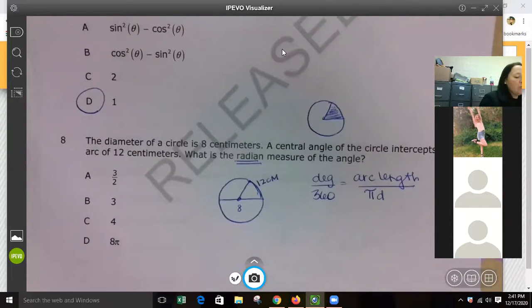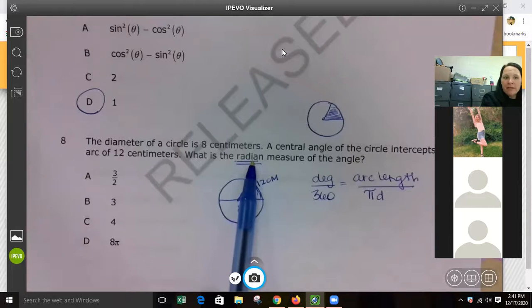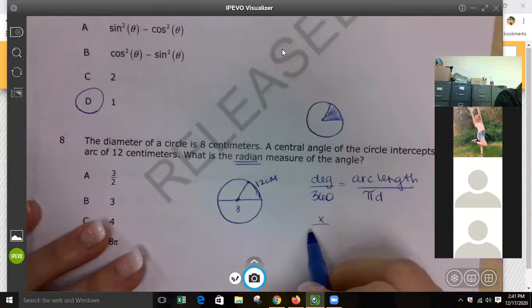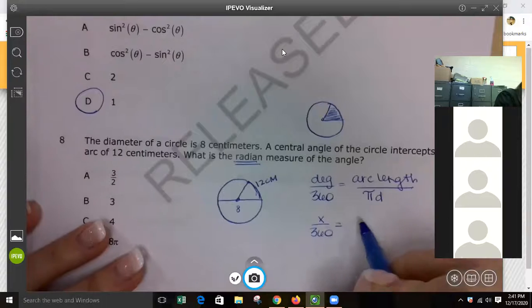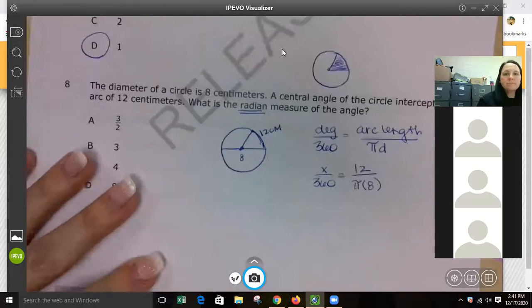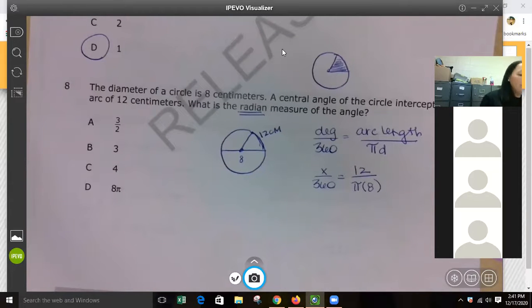So we're looking for the degree, but we want to put it in radians in a minute. We're not going to do it yet, but we're going to do it in a minute. So we're going to use x for our degree. Our arc length was 12, and then our diameter was 8. So then we're going to cross multiply.